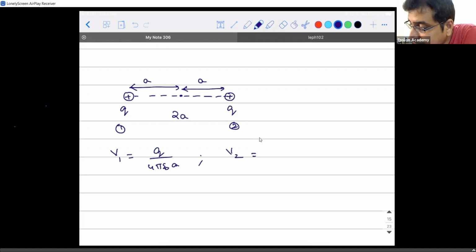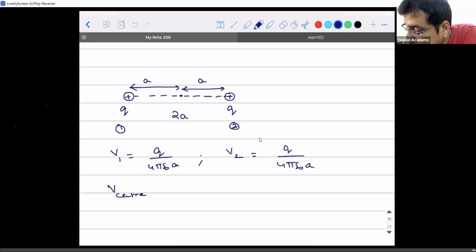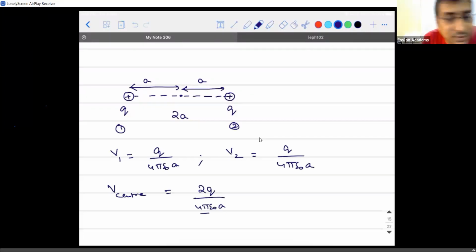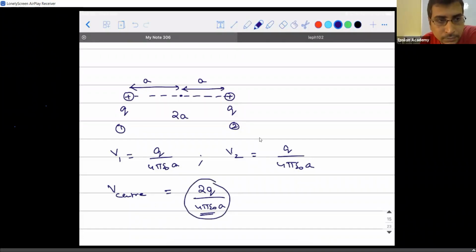What is the potential due to the second charge at the center? Q divided by 4 pi epsilon naught a. Correct? So what is the total potential at the center? It is 2Q divided by 4 pi epsilon naught a. Accepted? Right. So what is happening? Is it getting cancelled or getting added? Added.